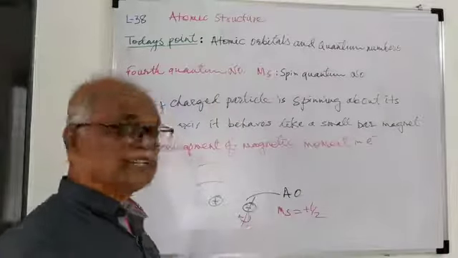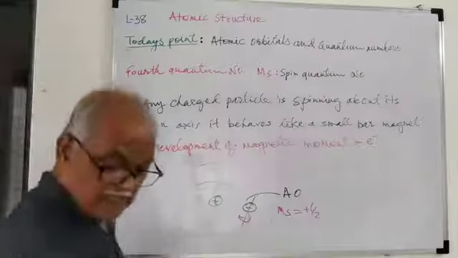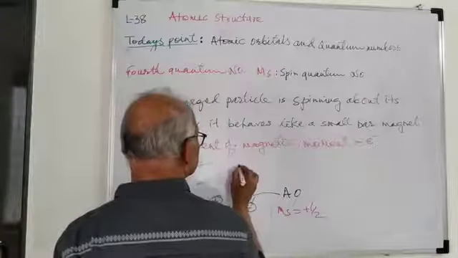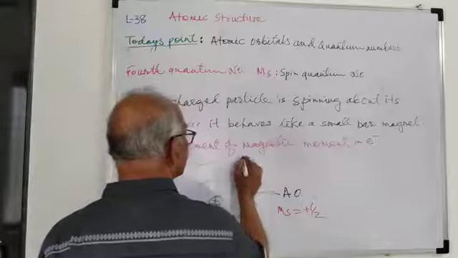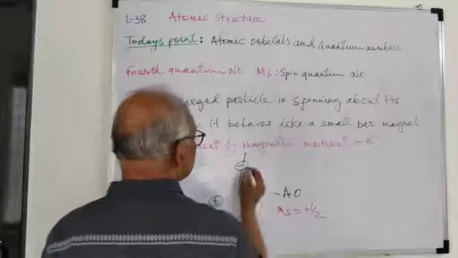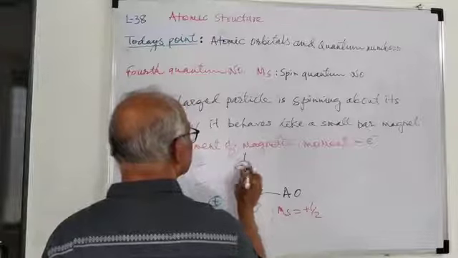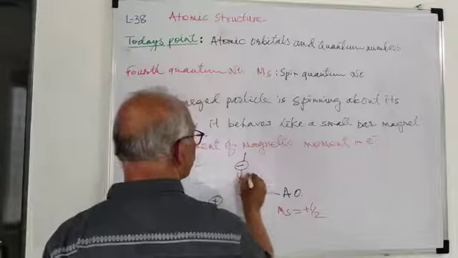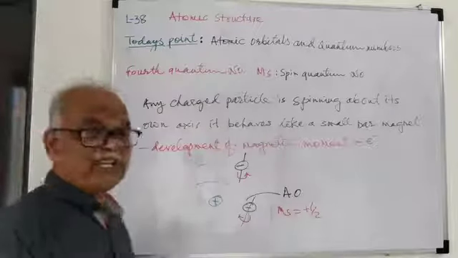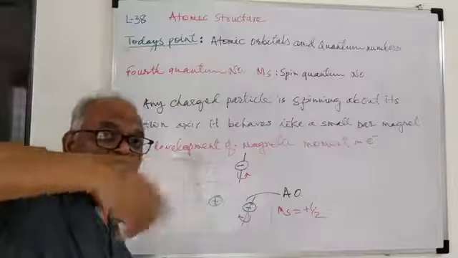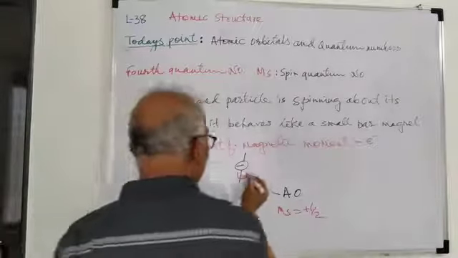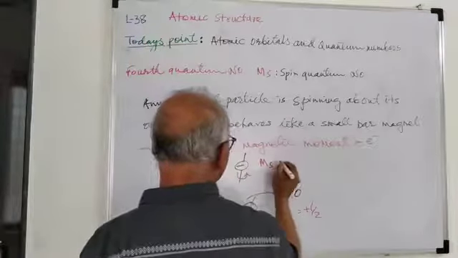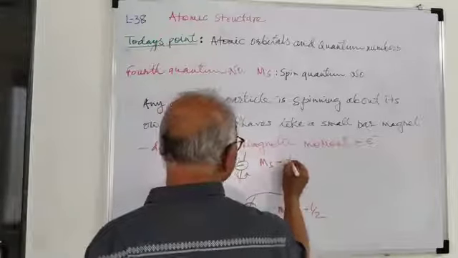In another case, if the electron is having opposite spin, so this is another electron, and it also has an axis like this, and if the spin of this electron is anti-clockwise, moving in the opposite direction of the clock, then its spin value, that is magnetic moment value, is -1/2.